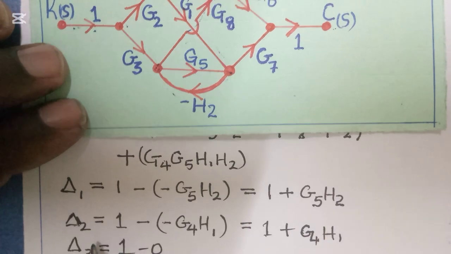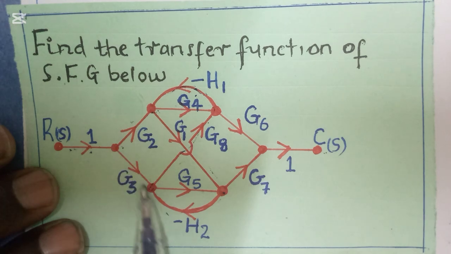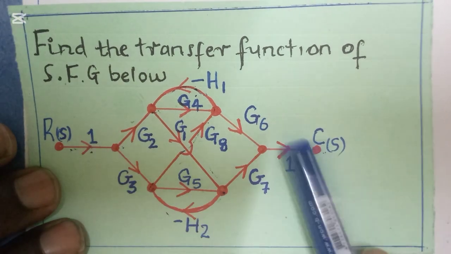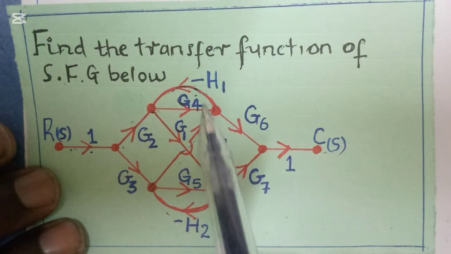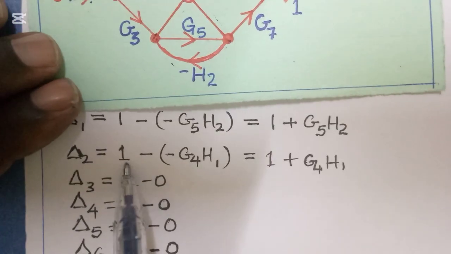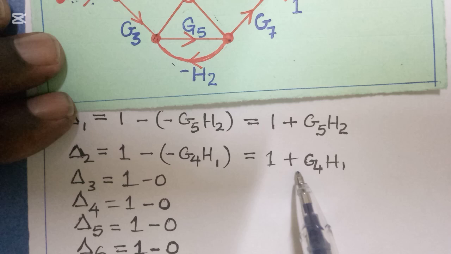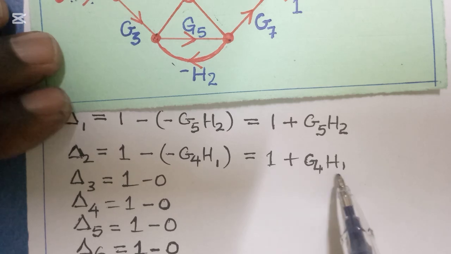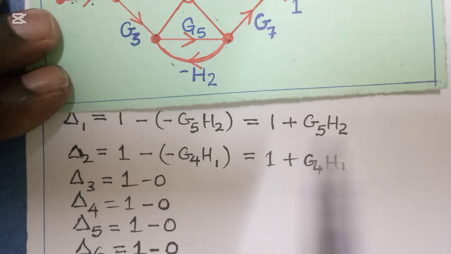For delta 2, we now come to this path. This was our P2. So guys, if we also remove this path, we find we shall still remain with this loop. And so our delta will be 1 minus that loop. And that is 1 minus that loop. And so it will be 1 plus G4H1. So delta 1 and delta 2 have values of that.